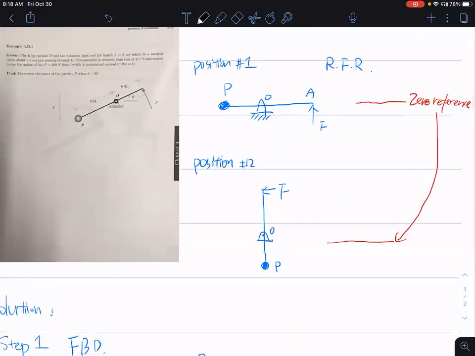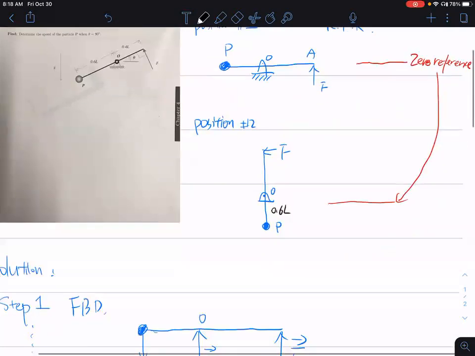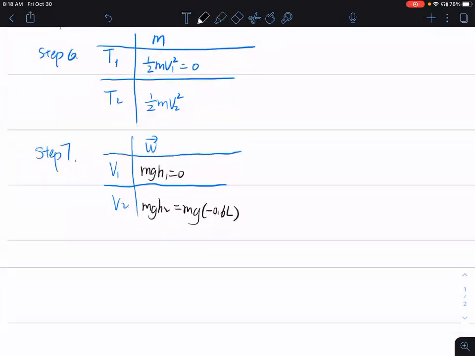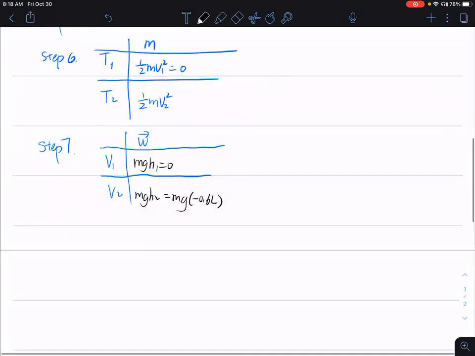What's the height given in this problem? Particle P to O, it's 0.6 L. But that height is negative since it's below the reference point. So make sure you add that negative here. So negative 0.6 L. All right. Those 2 steps are not too bad.